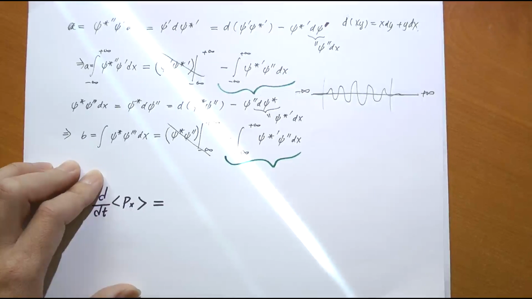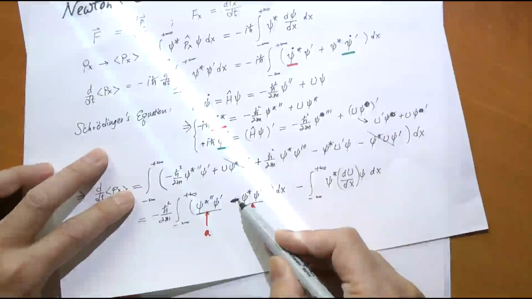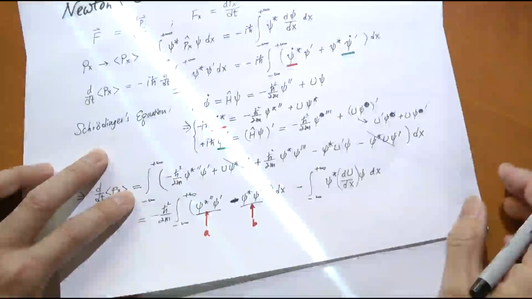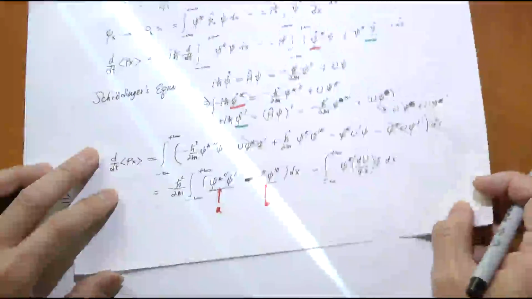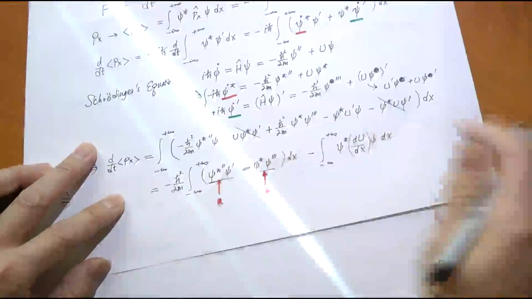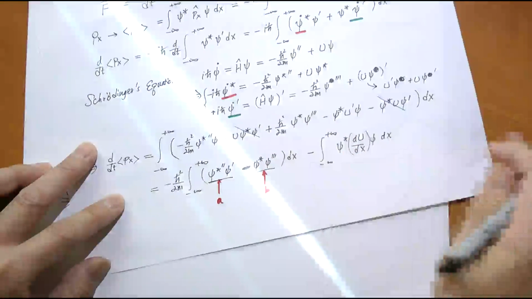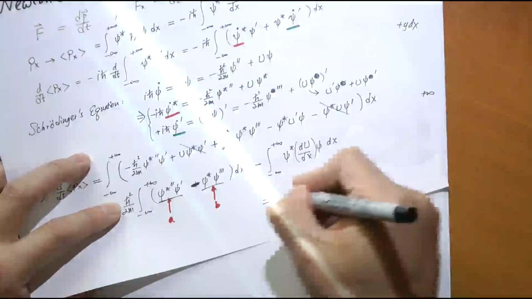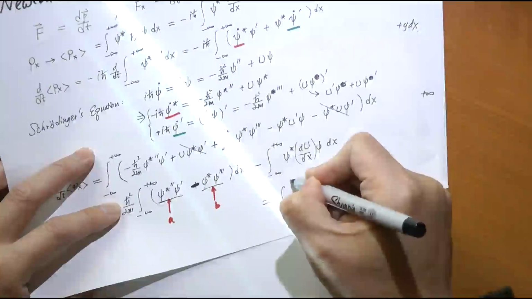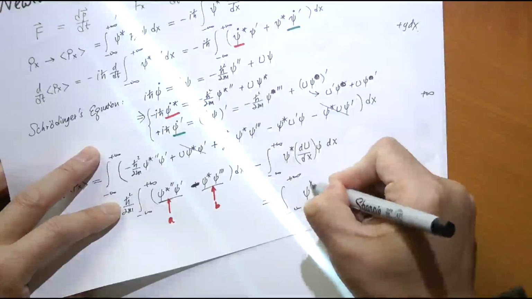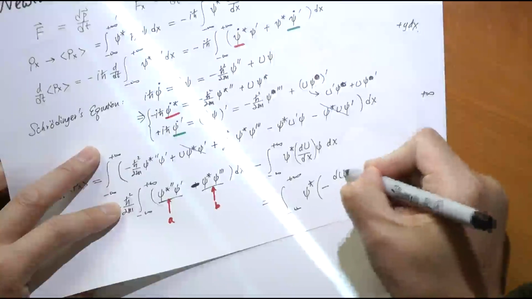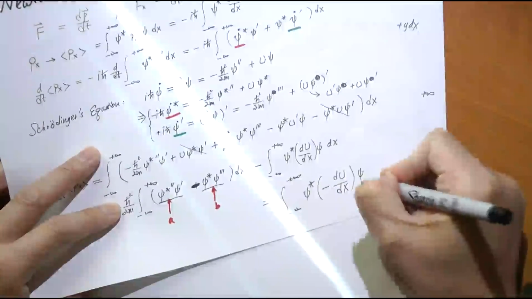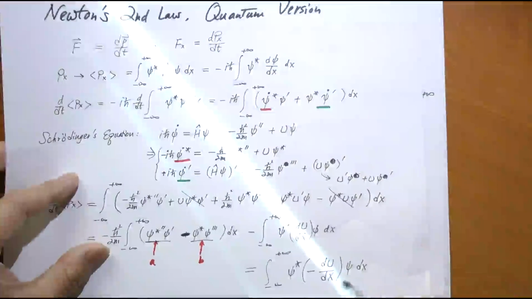So going back to here, I proved that A and B are equal. So there's a difference here, and that difference, A minus B, is 0. Okay, so therefore, what I have left here is only this term. Only this term. This term, I'm going to rewrite it. Okay, I'll take the negative sign in. So positive, psi star, and then negative dU dx, psi dx. Okay, now, what is negative dU dx?